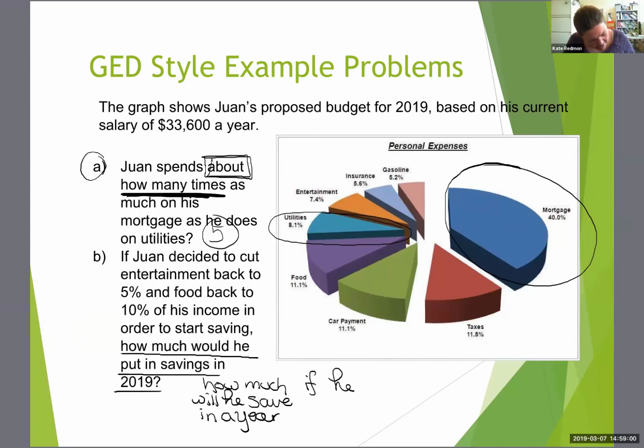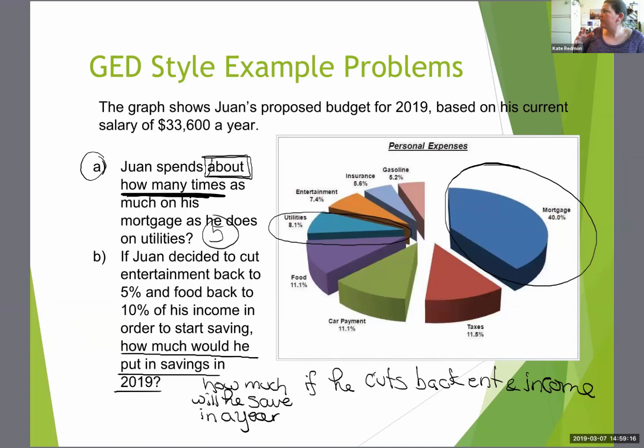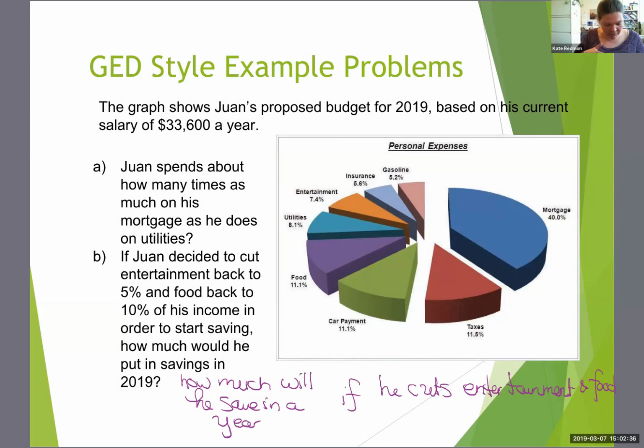And he's going to spend less on entertainment and less on food. So if he cuts back on entertainment and food, this is what they're asking me to find. I really want to know where I'm going before I start throwing numbers out there, because I see a lot of students who just pick up their calculator and start crunching numbers. They don't know when they're done. They don't know what any of their numbers represent. They pray that they did enough mushing and then just go with an answer. It's not a very good plan. There's our plan: how much will he save in a year if he cuts back on entertainment and food?